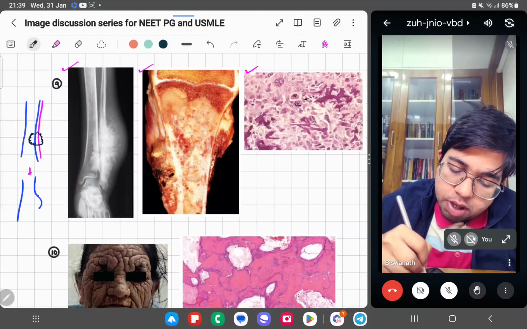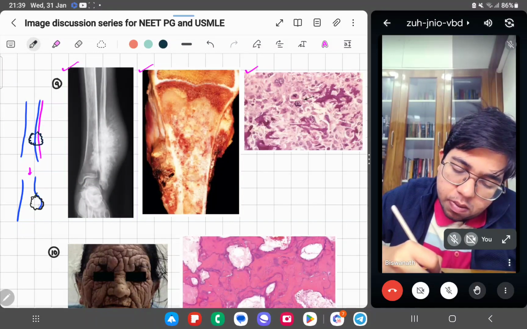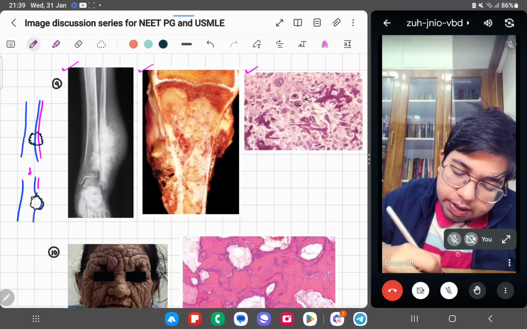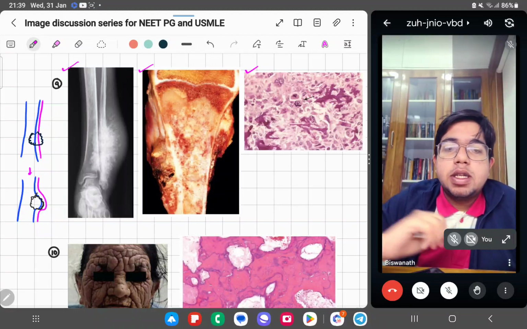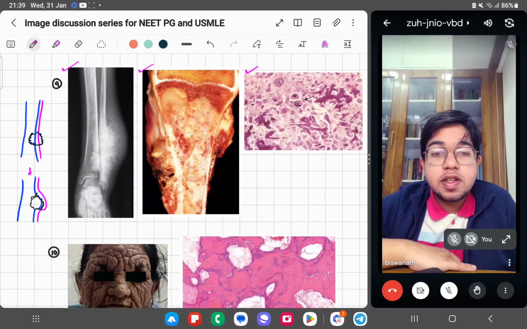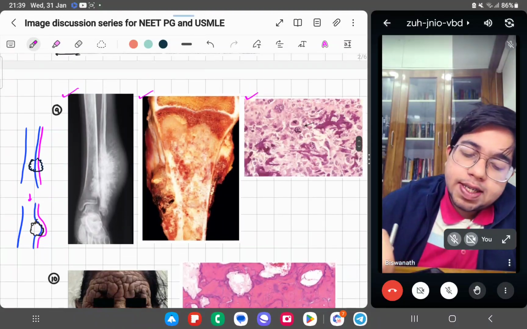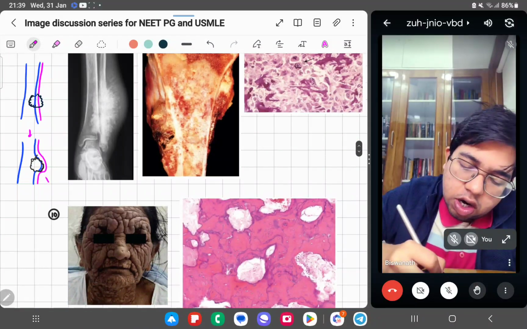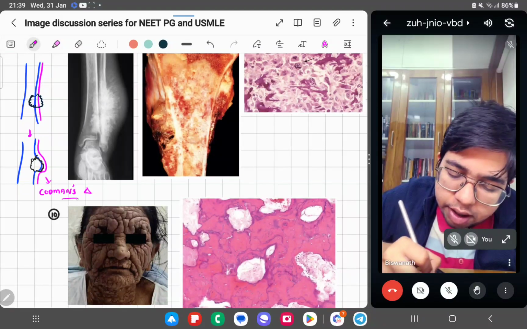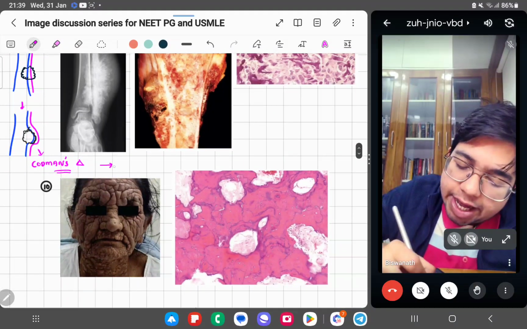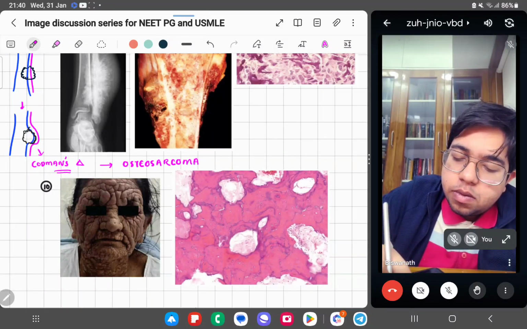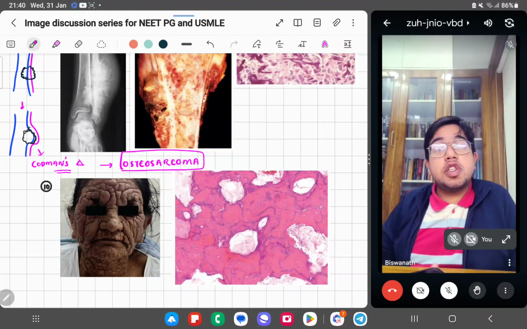Let's say this is the tumor, and there is a bulged appearance, a triangular bulge. Can you name this triangle? This is called your Codman's triangle. What is this? This bulge is called your Codman's triangle. Codman's triangle is a very characteristic feature of your osteosarcoma.